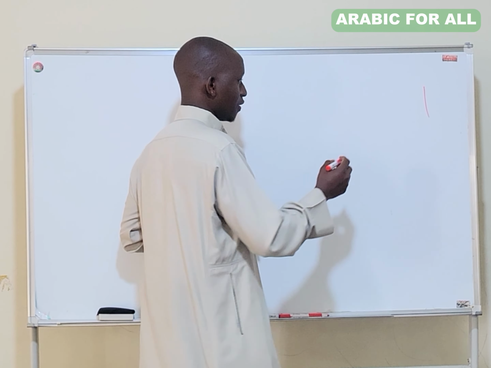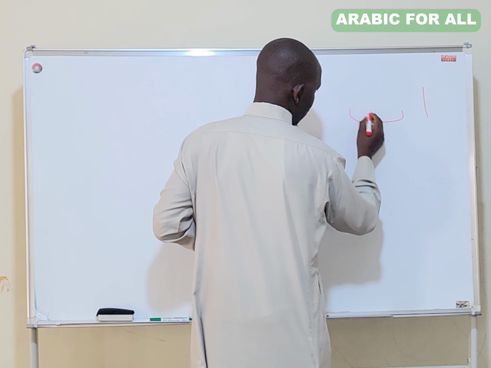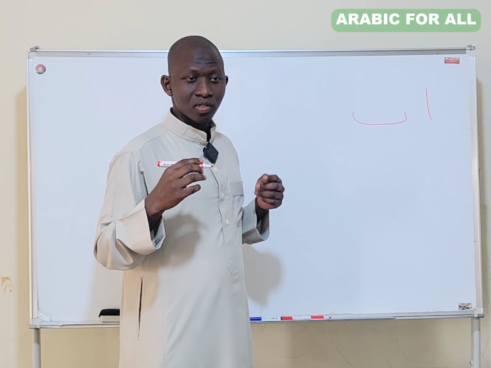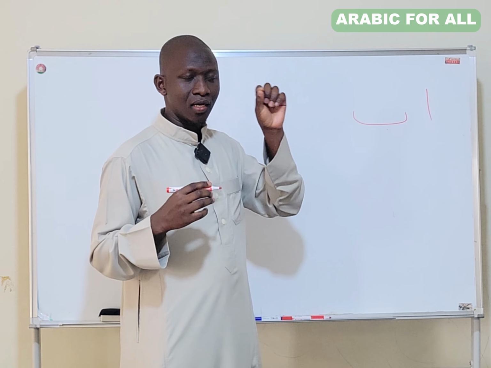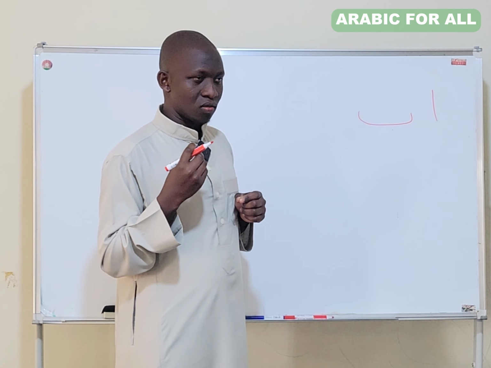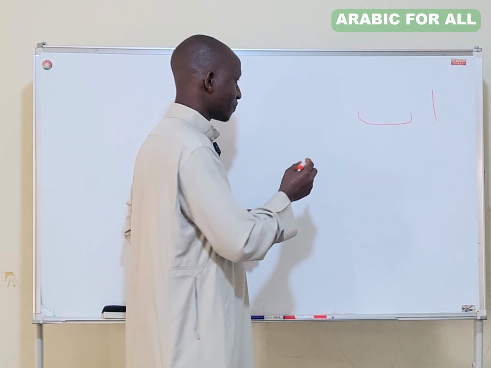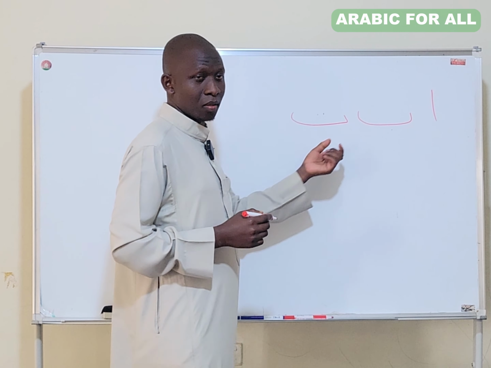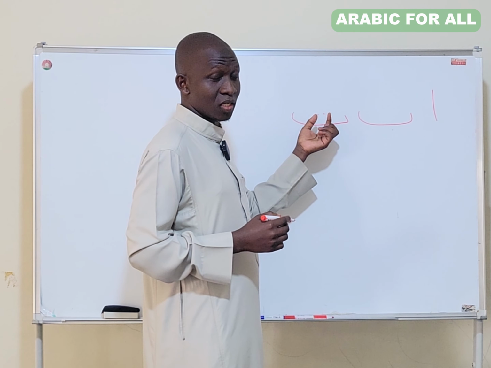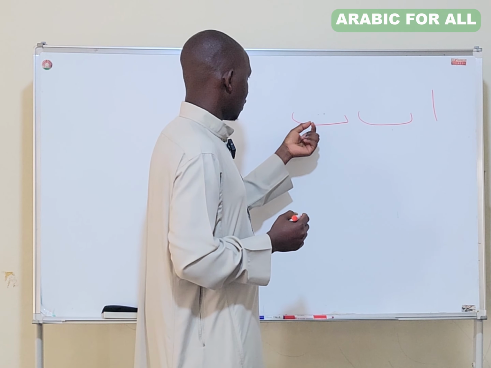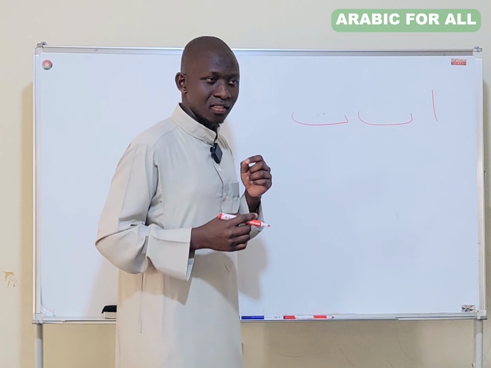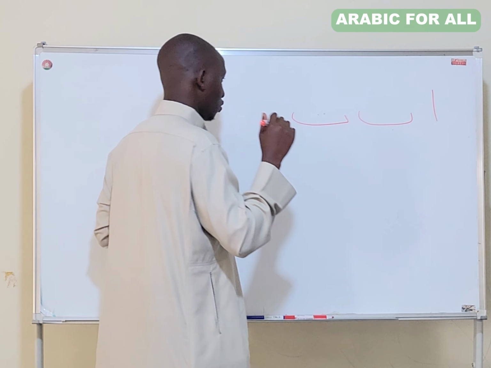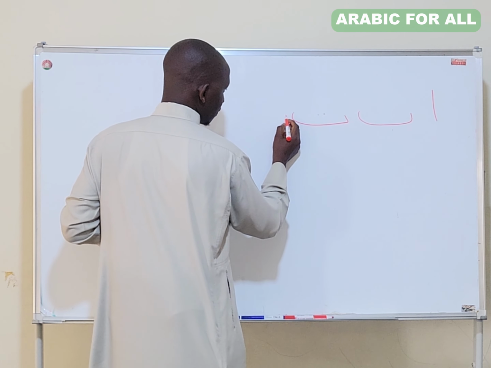Then we have ba, which is written like this. Ba is pronounced with that elongating sound. Ba. Just your lips do the work of pronunciation. Then we have ta, which is also written like this. This is a family of three boat-like letters. It is called ta. The tip of your tongue touches behind your upper teeth. Then we have tha.